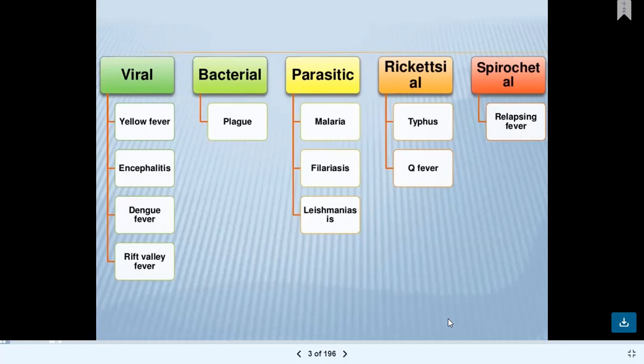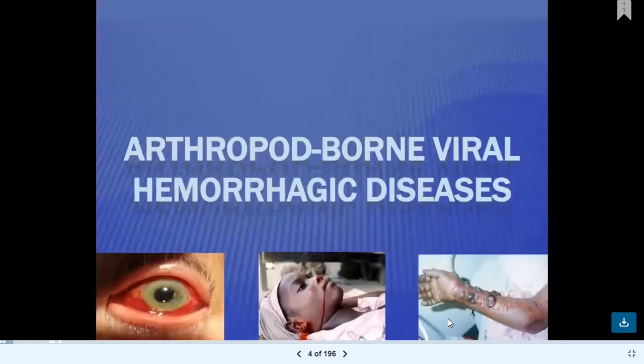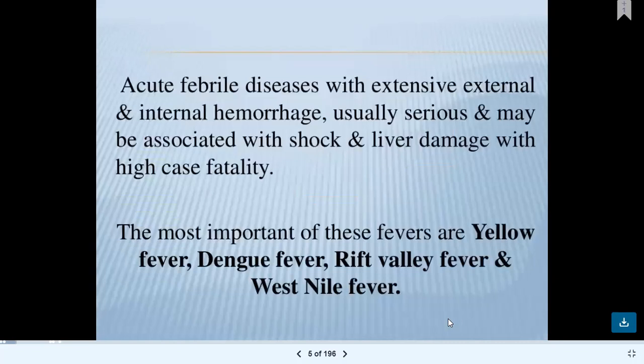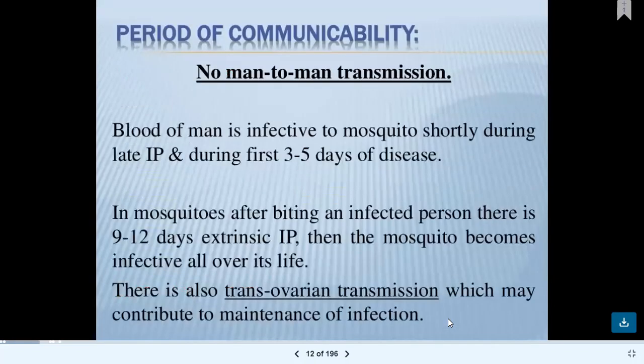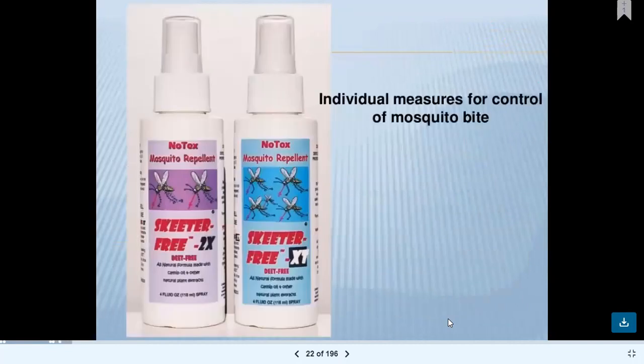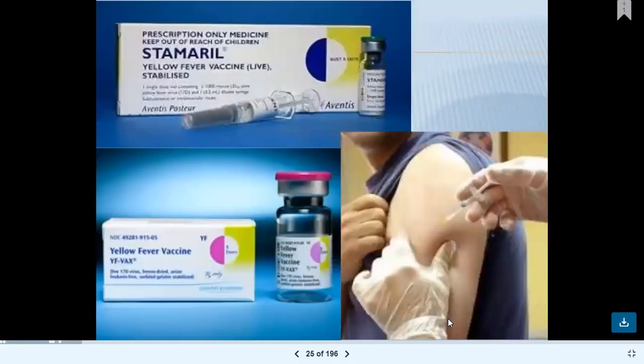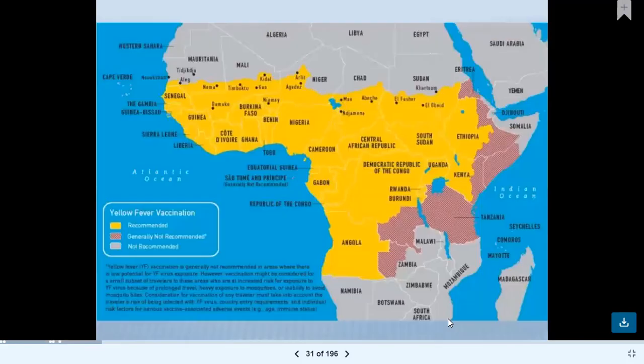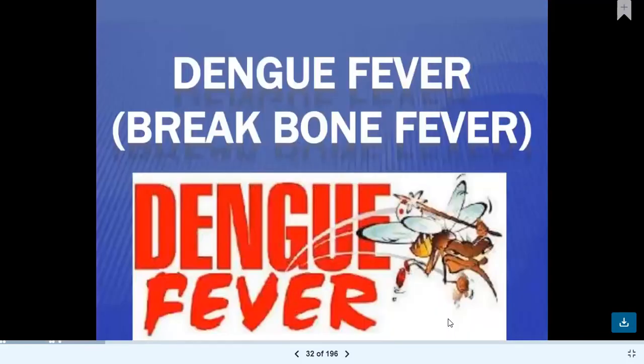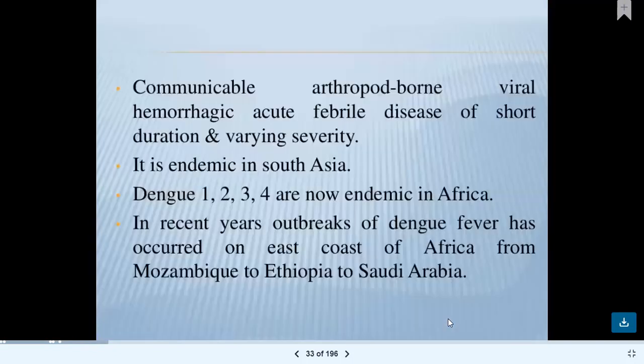Okay, so let's move on to the topic that we have to discuss, that is chikungunya. Okay, let's continue with dengue fever first. Later on, we will discuss chikungunya. So what is dengue fever? Dengue fever is a communicable arthropod-borne viral hemorrhagic acute febrile disease of short duration and varying severity.